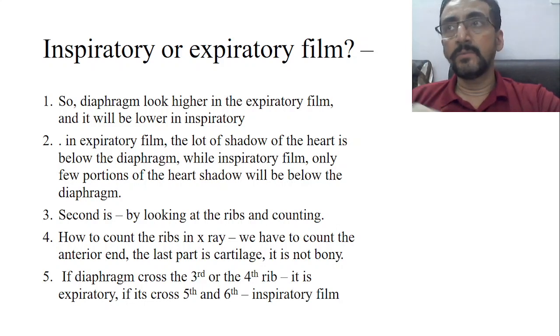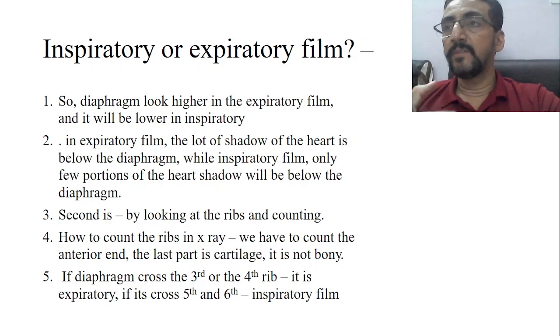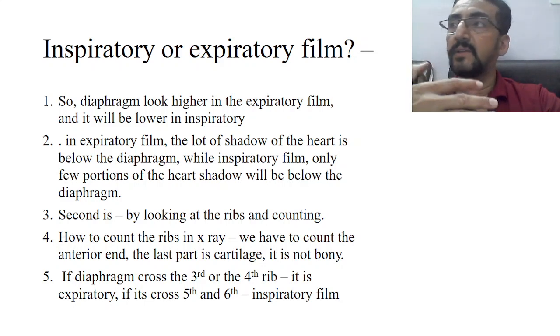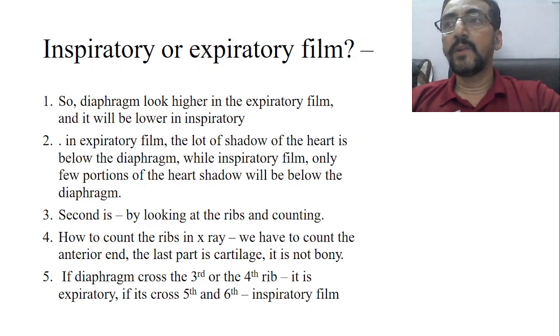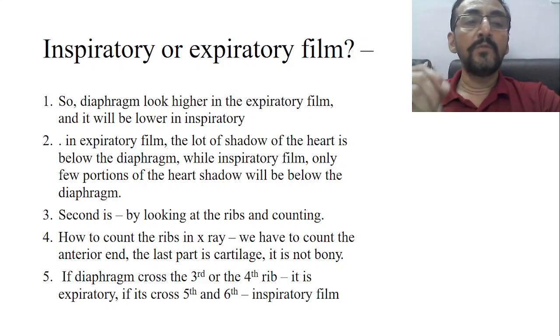Remember this point number 1, diaphragm. Number 2, in the expiratory film, a lot of the shadow of the heart is below the diaphragm. Expiratory film means the lung has been drawn upward, isn't it? So it will coincide with the heart shadow also. So in the expiratory film, what actually happens is a lot of the shadow on the left side coincides with the heart below the diaphragm. While if it is the inspiratory film, only a few portion of the heart shadow will be below the diaphragm.